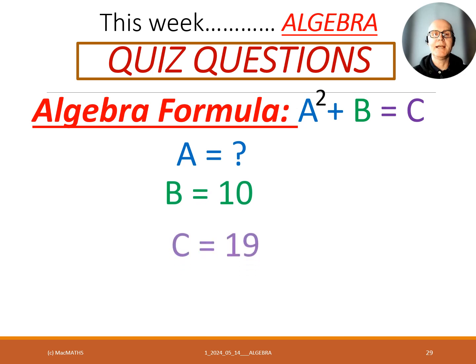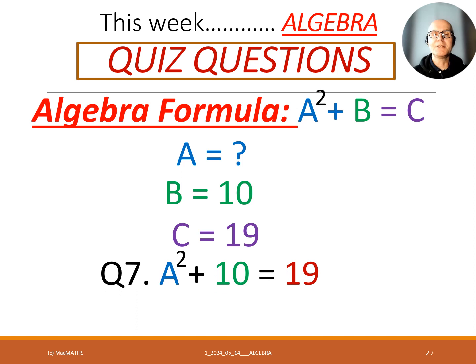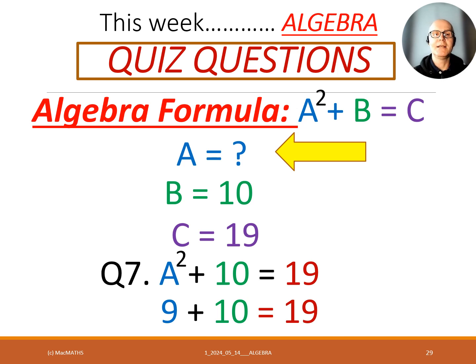B is 10 and C is 19. Let's put the numbers in that we already know. A squared plus 10 equals 19. So what number plus 10 equals 19? Or think of it as, what is the number 19 minus 10? That's going to be 9. 9 plus 10 equals 19.